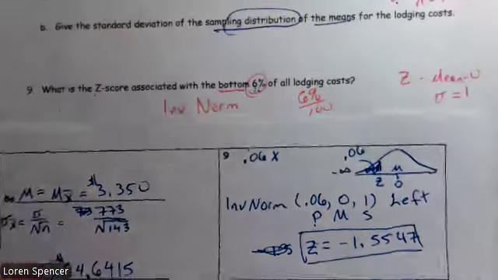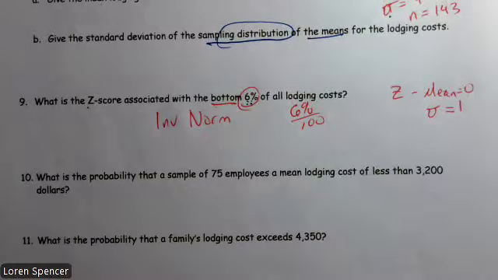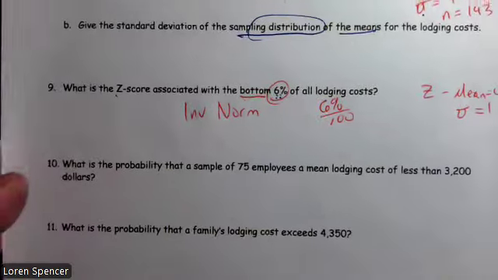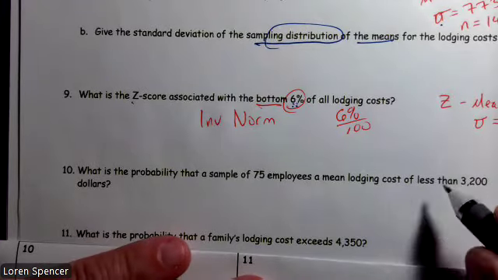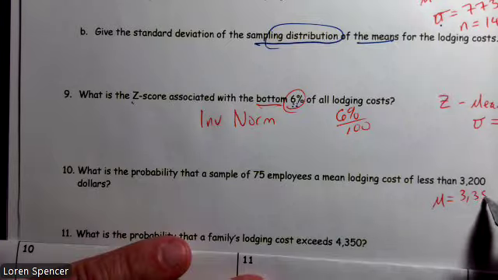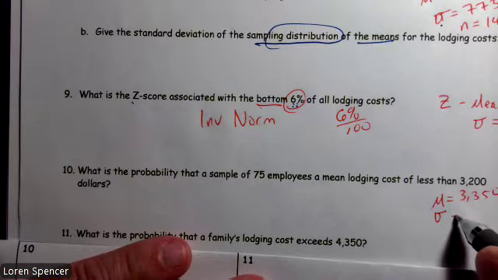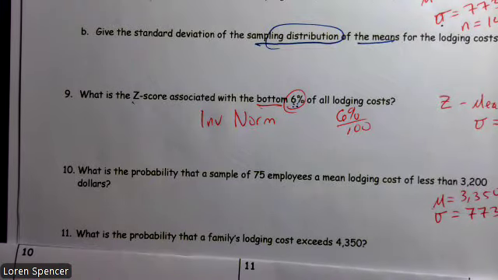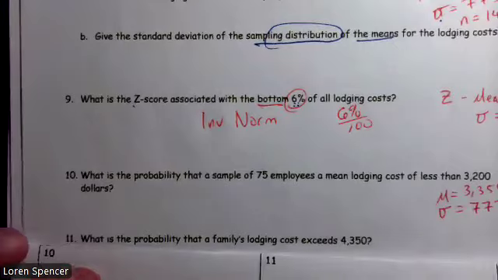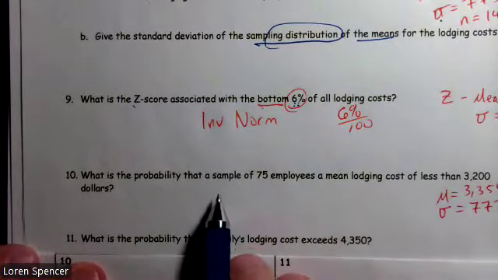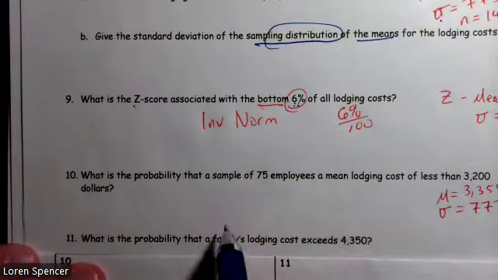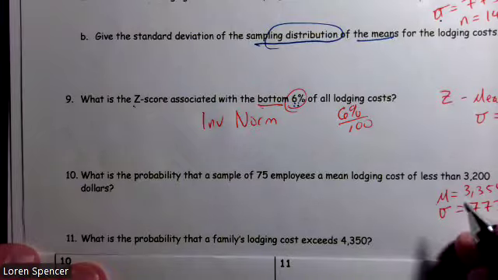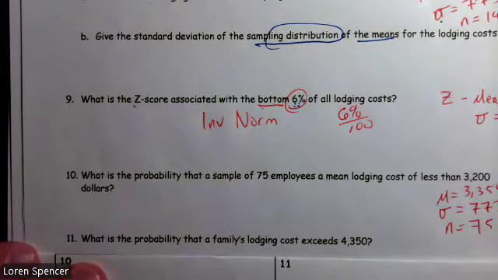All right, number 10. What is the probability that a sample of 75 employees has a mean lodging cost of less than $3,200? Well, our original mean was 3,350 with a standard deviation of 773. And here we have a sample size of 75.